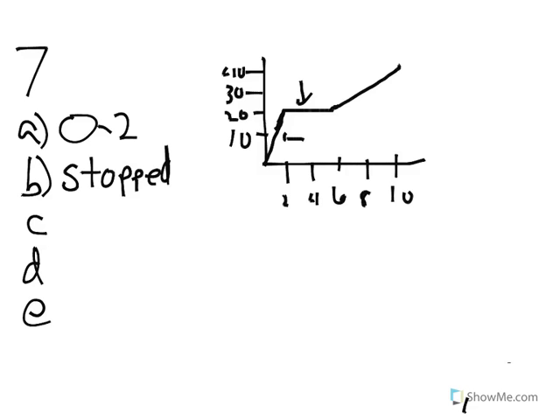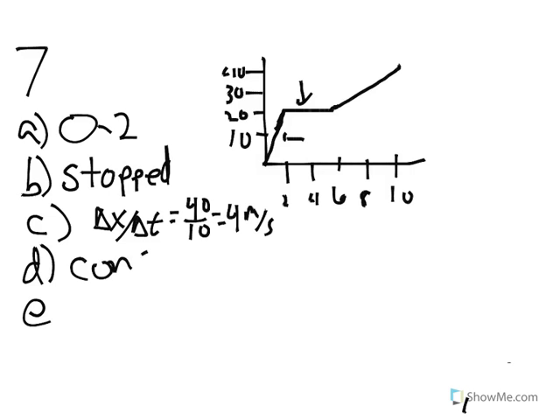What was the average speed during the entire 10 seconds? Well, average speed is delta x over delta t, which is 40 over 10, so it would be 4 meters per second. And D, describe the motion between 6 and 10 seconds. That motion is constant speed.